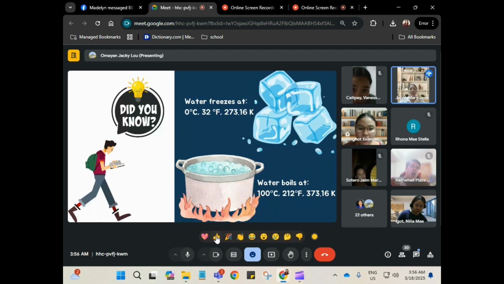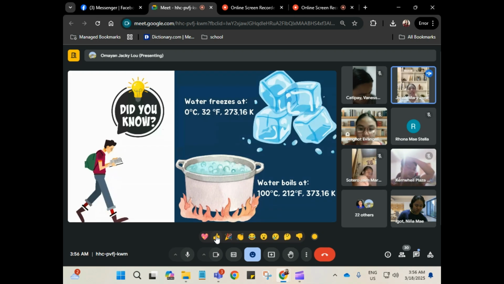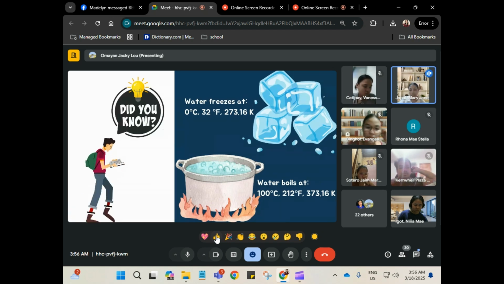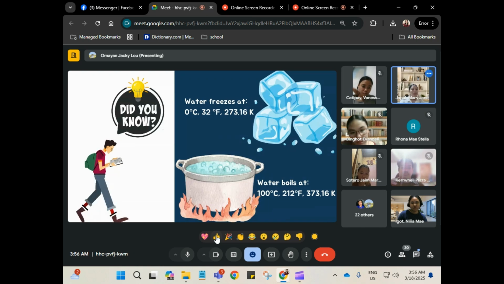Before we learn how to convert temperature, we have a little fun fact for everyone. Here are the different units of temperature. Water freezes at 0 degrees Celsius, 32 degrees Fahrenheit, and 273.16 Kelvin. Now, water boils at 100 degrees Celsius, 212 degrees Fahrenheit, and 373.16 Kelvin. So next slide, please.